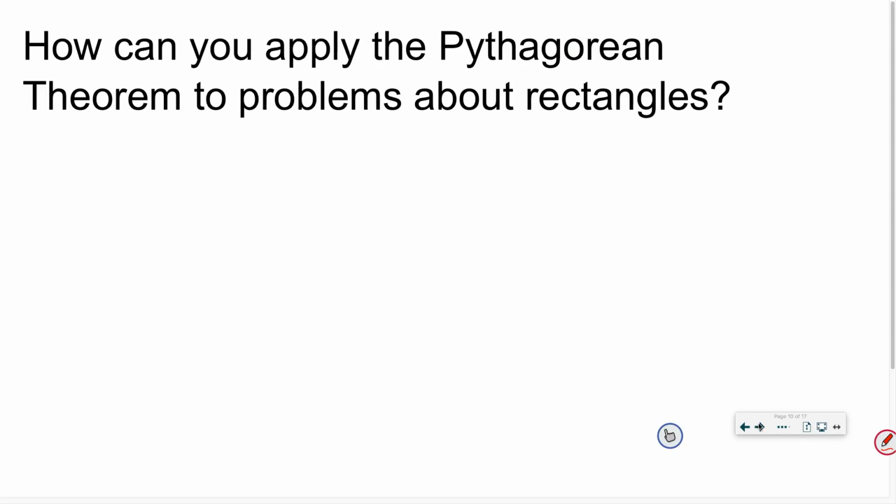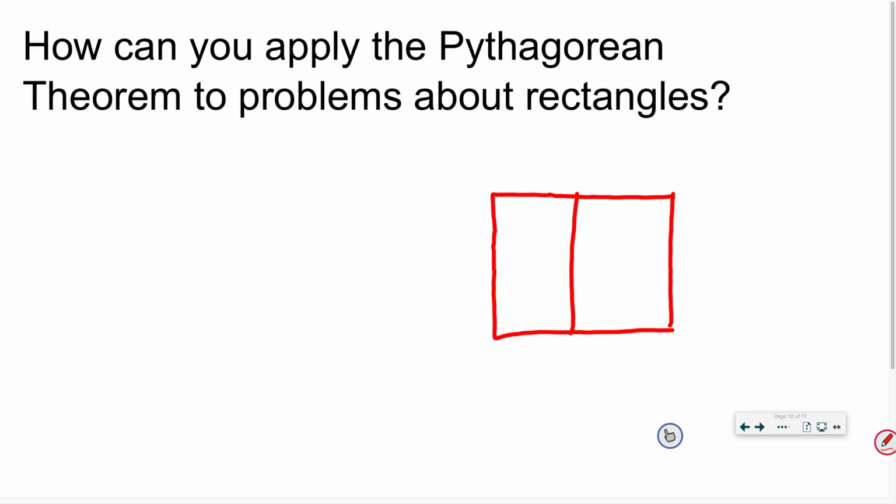What is it about a rectangle that allows us to use the Pythagorean theorem? When you cut a diagonal, if I cut a rectangle diagonally, I have two right triangles.